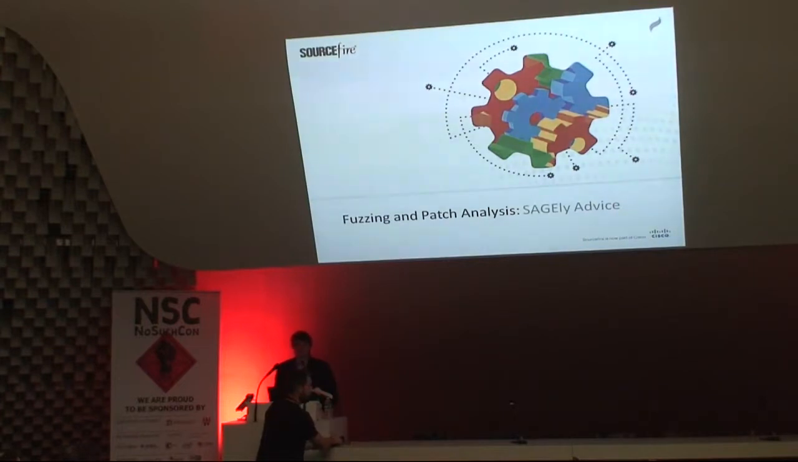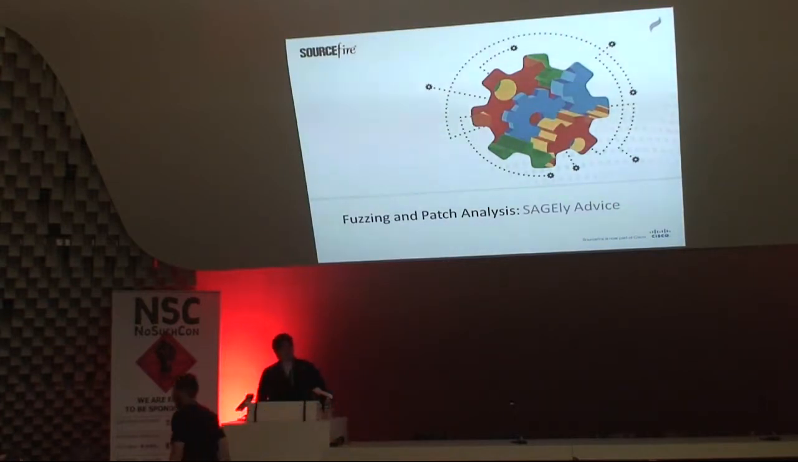Those of you that attended the first iteration of No Such Con, I feel honored to join you guys again. Last year's talk was about taint analysis for the purpose of crash triage, so that you can look backwards through the execution path to see which bytes influence the crash, and also look forward using symbolic execution to try to determine exploitability. So this talk builds upon that a little bit.